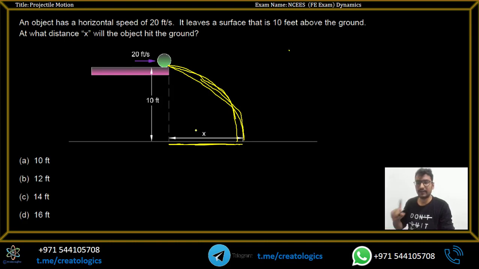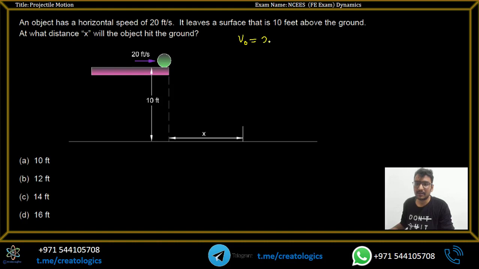Okay, so let's find the value of x. What is given to us? Let's write all those things. The initial velocity, v naught, is given as 20 feet per second. That is given to us. And what is the angle?